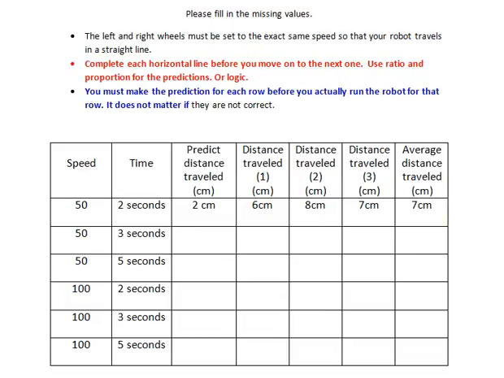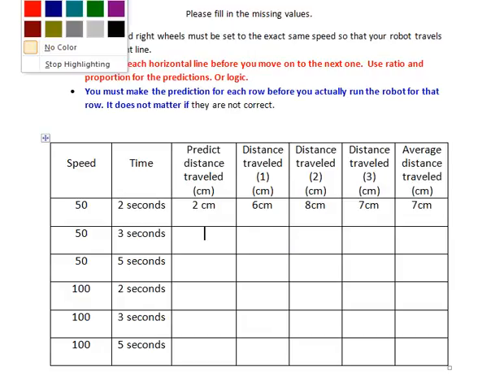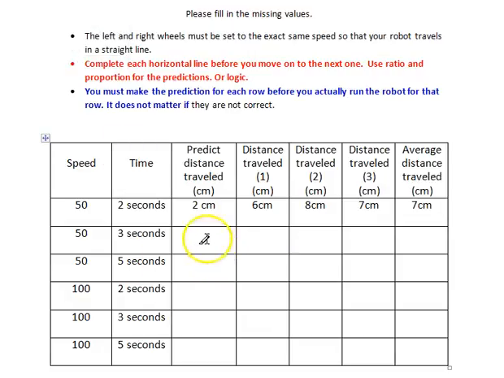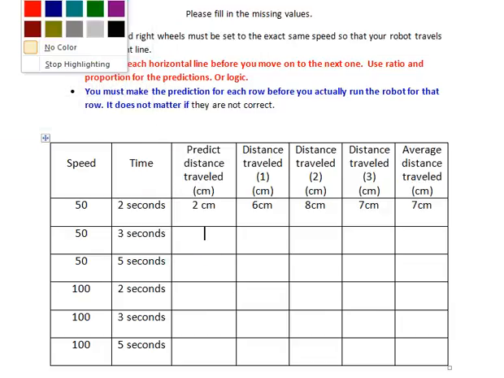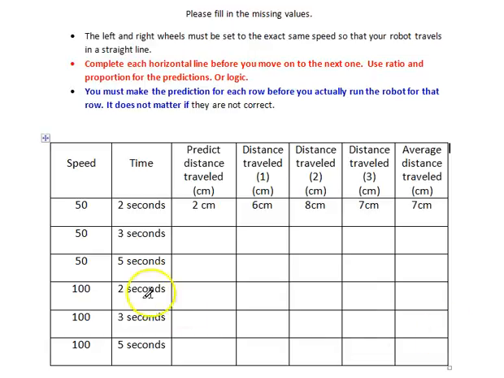Now that we've done that, we have to fill in this box. How do we fill in this box? We take this figure. It traveled 7 centimeters in 2 seconds. And we're going to use ratio and proportion. This is very simple. It's just logic.